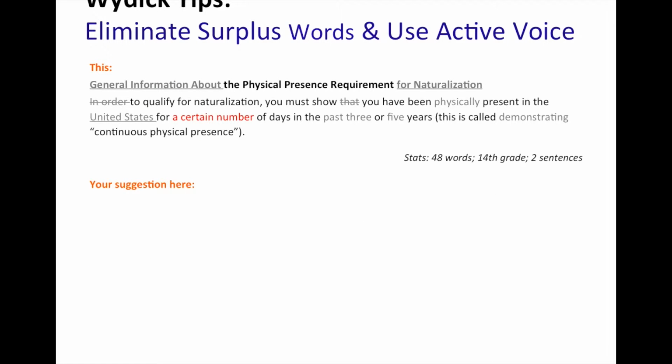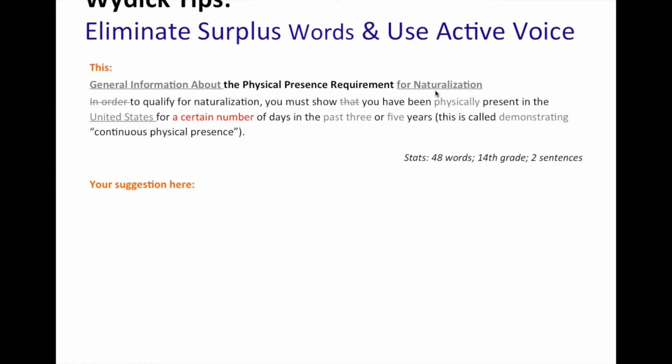Here are 2 important tips from Richard Wydick. Eliminate surplus words and use active voice. So let's talk about surplus words. Surplus words are words that add nothing to the meaning. They just take up space on the page. For example, on this slide, what does the word general add? Or information? Of course, we know it's information.